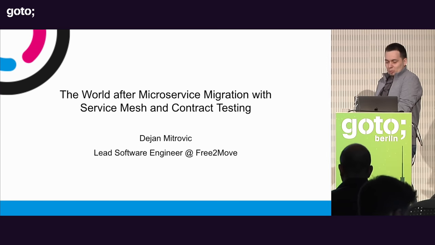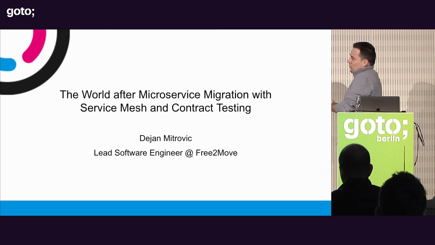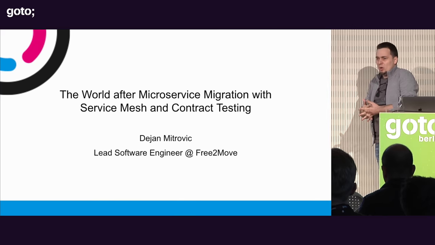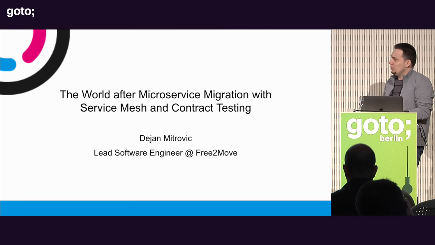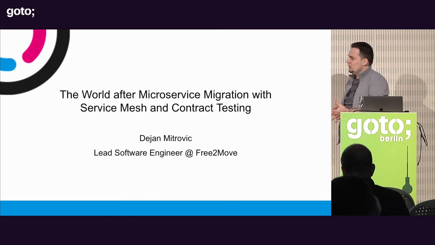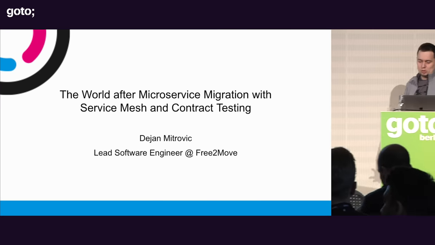My name is Dejan Mitrovic, and I'm a lead software engineer at Free2Move here in Berlin. And I'm going to be talking about the world after microservice migration with service mesh and contract testing. So we're going to talk about how and why we split our monolithic system and what happened afterwards. What were the errors, the problems that we encountered, and how we solved them.